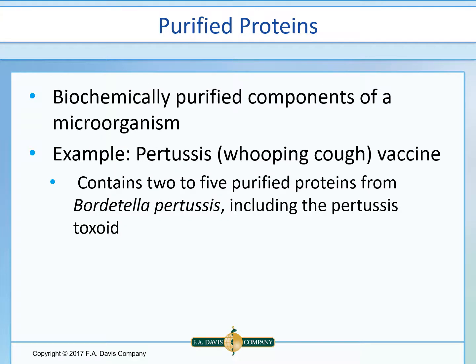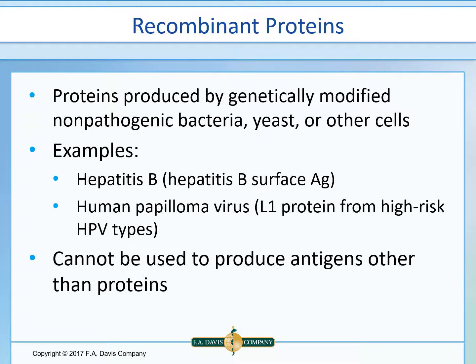Vaccines can also be composed of proteins from a pathogen. One type of vaccine that protects against pertussis, a respiratory disease also known as whooping cough, is composed of purified protein. Recombinant DNA technology made it possible to develop even more highly purified protein vaccines. These recombinant protein vaccines are produced by genetically modifying non-pathogenic bacteria, yeast, or other cells. Examples of recombinant protein vaccines include hepatitis B and human papillomavirus vaccines.